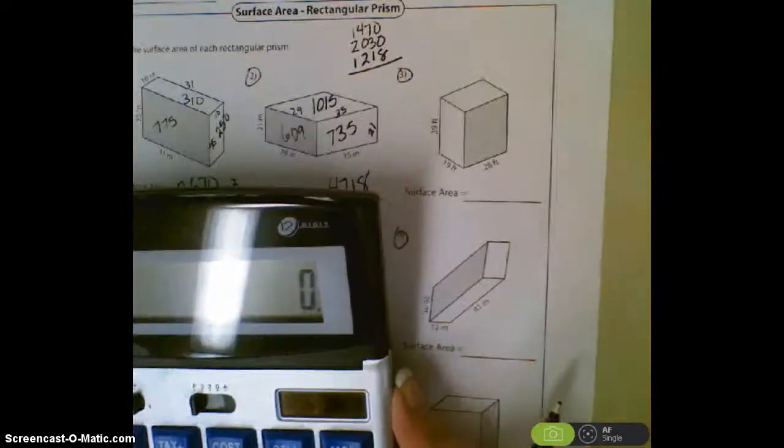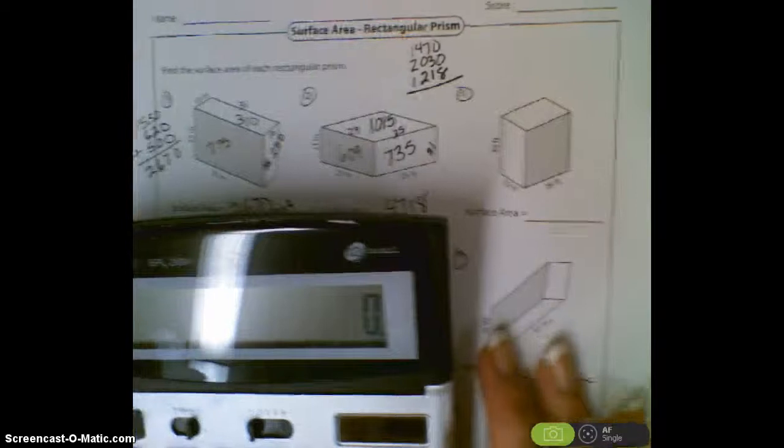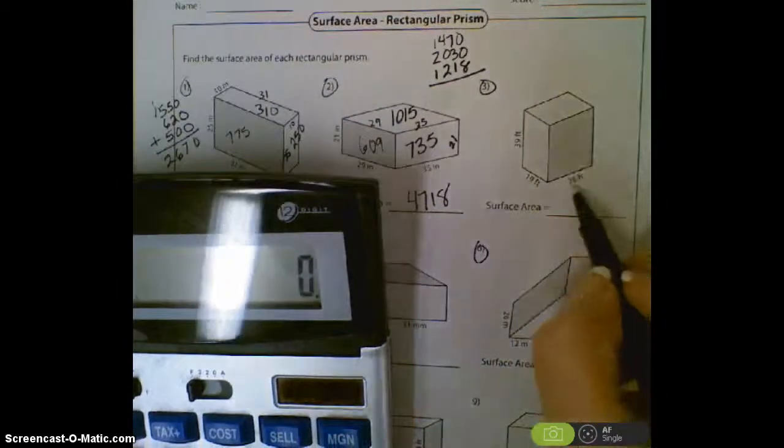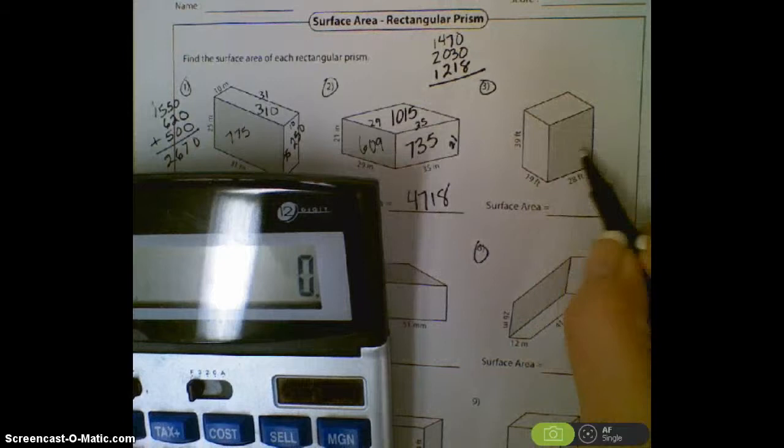Okay, fifth graders, that's the last one I'm going to do all together with you, but I will help you with these other ones, but I want you to do some of the work yourselves because I need you to know what surface area is. So let's find the surface area of this one.